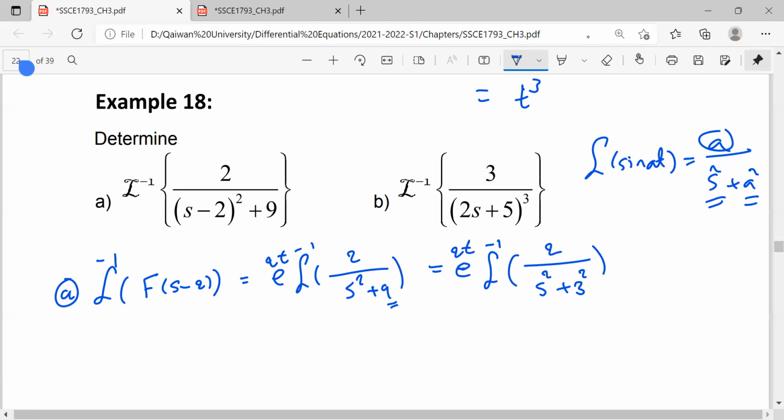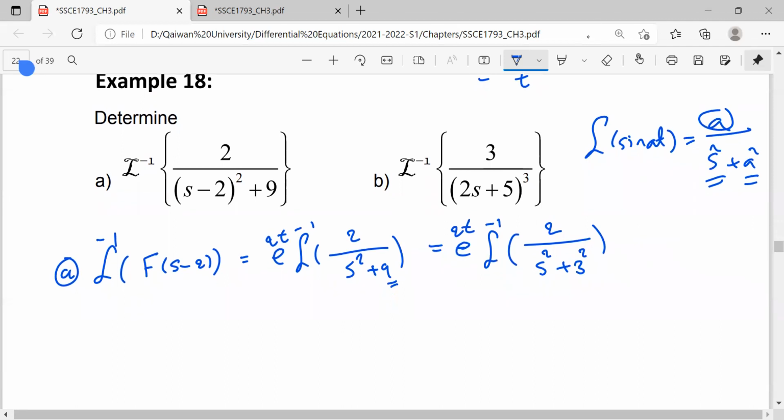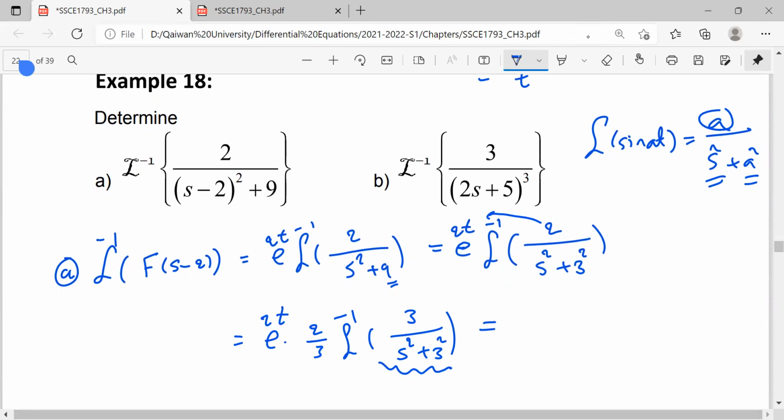How do we get a there? How do we get 3 in the numerator? We multiply and divide by 3. This equals e to the power 2t times 2 over 3. We take this 2 out and multiply by 3 and divide by 3 to get 3 in the above. Laplace inverse of 3 over s squared plus 3 squared. This is the Laplace of sine 3t. So the Laplace inverse for this function is sine 3t. It is 2/3 e to the power 2t times sine 3t. This is the result.